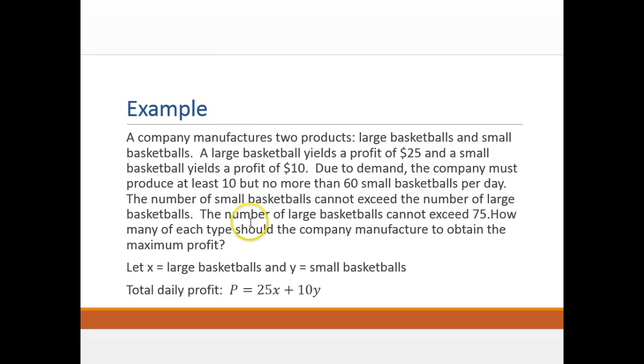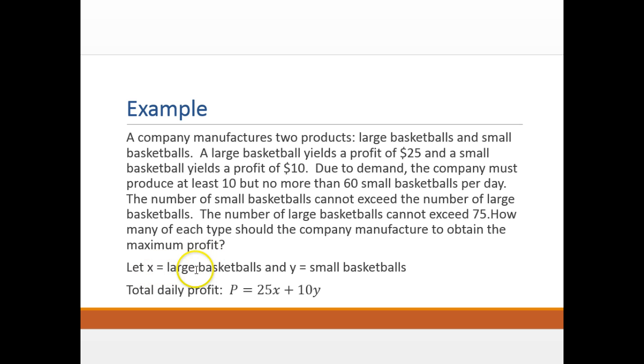Let's look at an example. This is a very simple one. A company manufactures two products, large basketballs and small basketballs. A large basketball yields a profit of $25, and a small basketball yields a profit of $10. Due to demand, the company must produce at least 10, but no more than 60 small basketballs per day. The number of small basketballs cannot exceed the number of large basketballs. The number of large basketballs cannot exceed 75. How many of each type should the company manufacture to obtain the maximum profit?